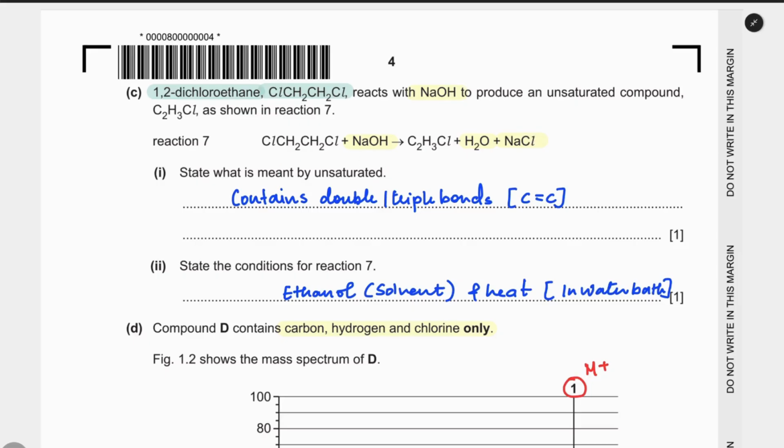State what is meant by unsaturated. Unsaturated is nothing but which contains a double bond. Okay, carbon contains double bonds or triple bonds. That is nothing but the unsaturated compound.